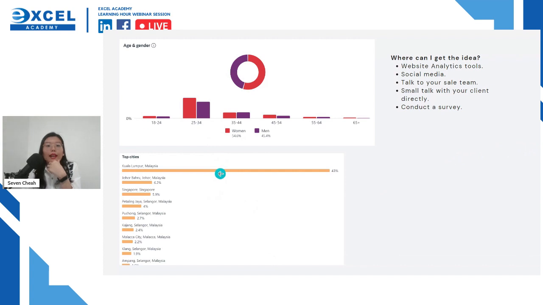This is a screenshot I took from my Facebook business page. So basically, if you're running any social media platform, on most platforms you can see the location and also the age and gender. This is quite general in social media.